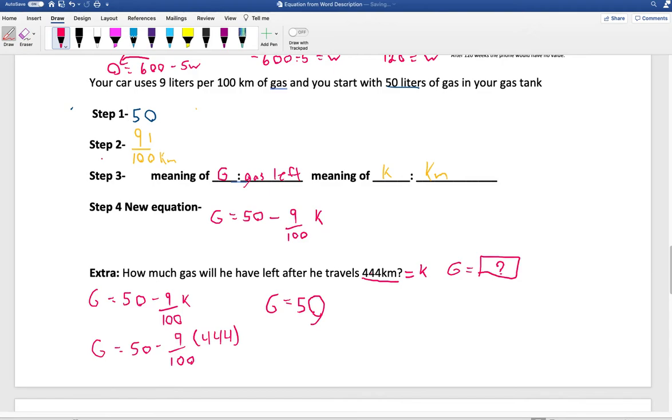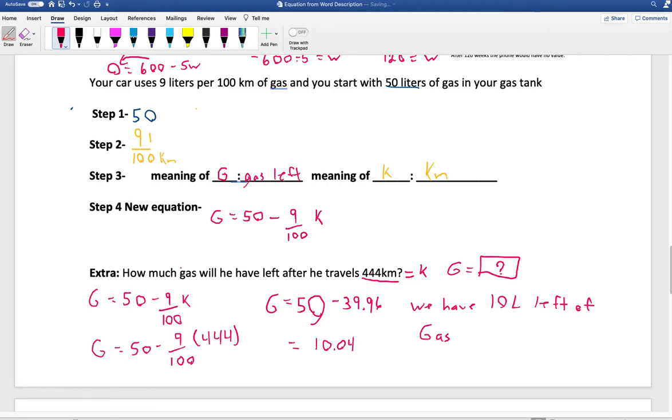So 9 divided by 100 times 444 is 39.96. So, I've got to erase again. Minus 39.96, which is going to equal 10.04. 10.04, right? So we have 10 liters left of gas.